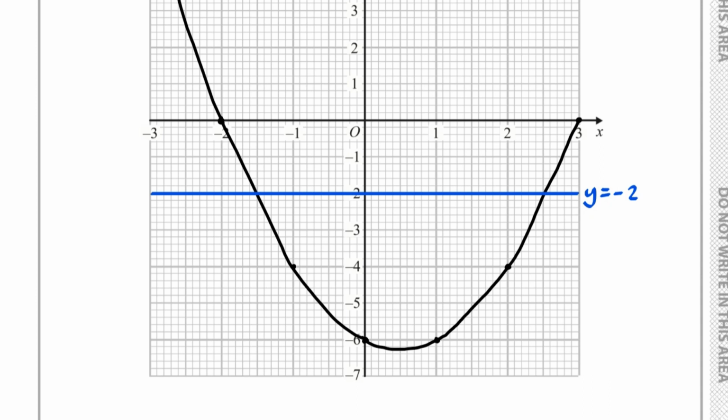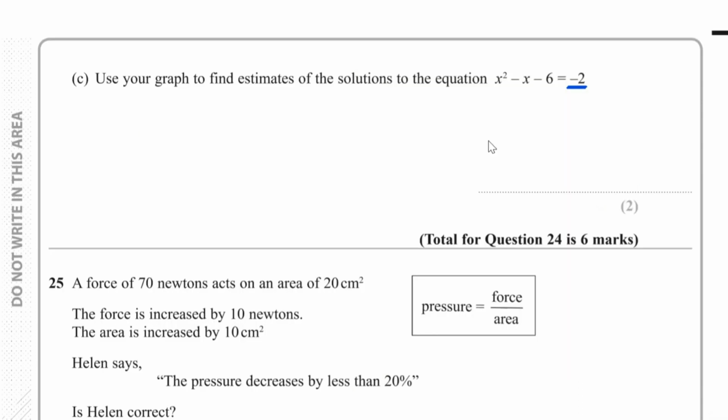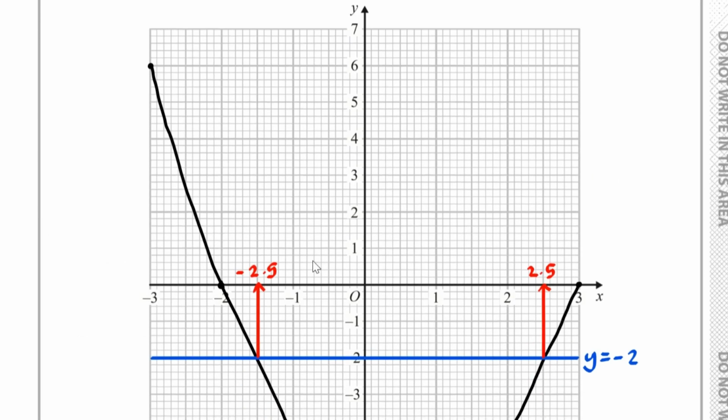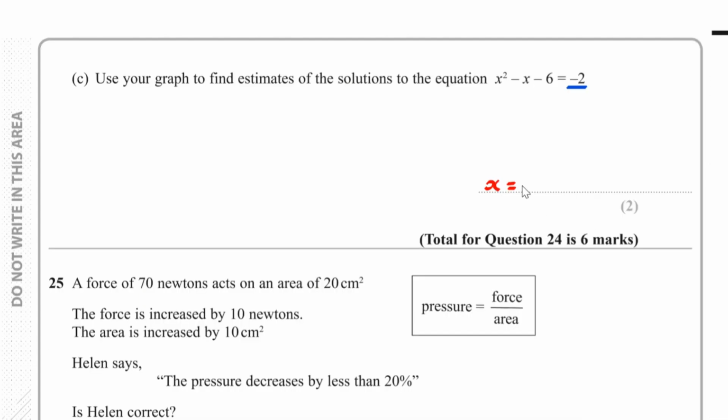And then what we do is we read up from where it intersects the graph. So it intersects here at minus 1.5 and also here at 2.5. So when we come to read our solutions, we've got x equals minus 1.5 and then we've also got the 2.5.